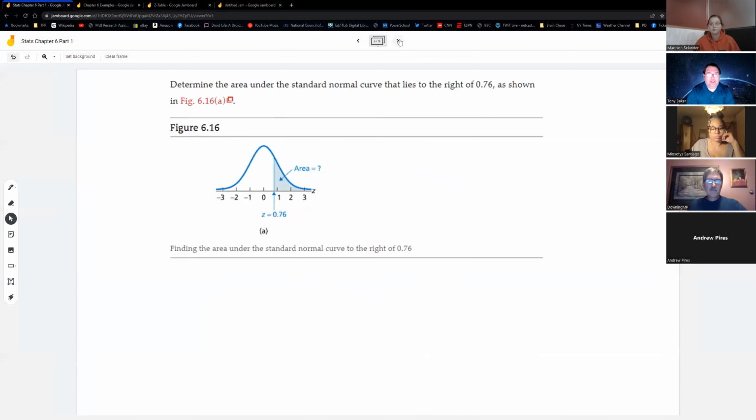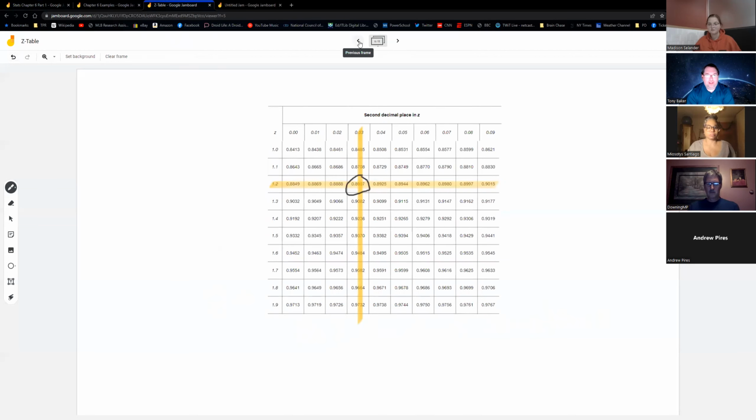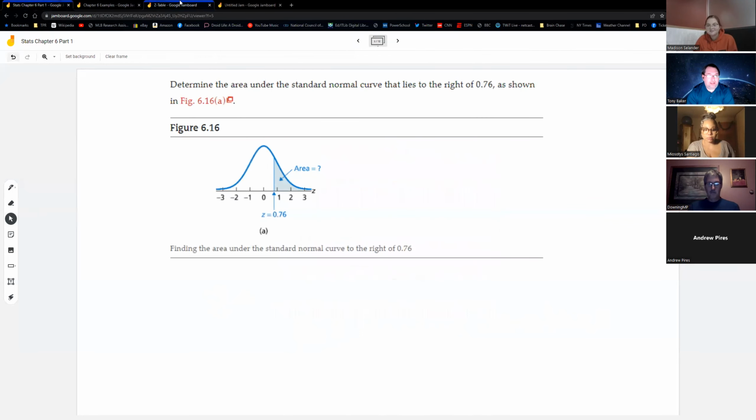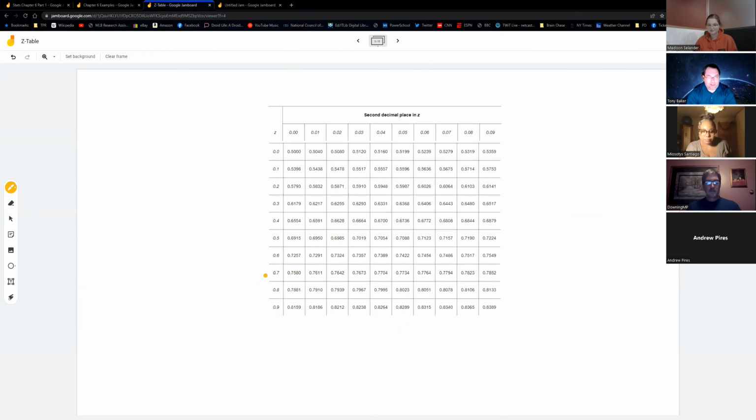All right. So let's look at this one. Now this one, I want Z is 0.76. So let's go to our Z table. We're going to go to the one from 0 to 0.9. And it was 7.76. So we're going to go down to 0.7, and then we're going to go to the 0.6. So it's right there.